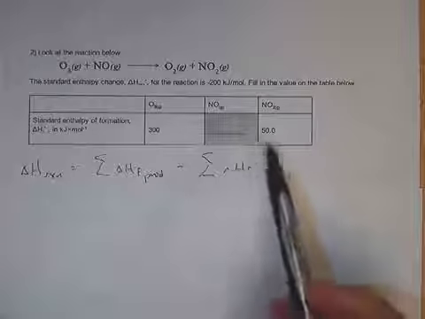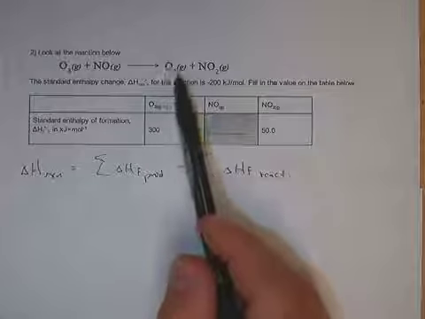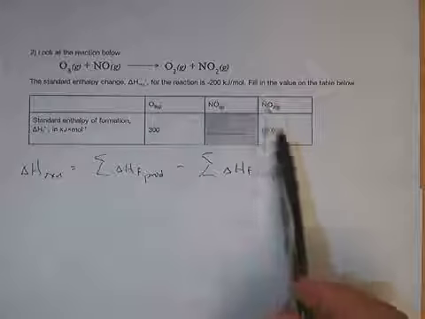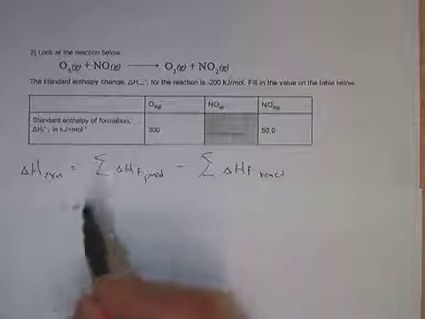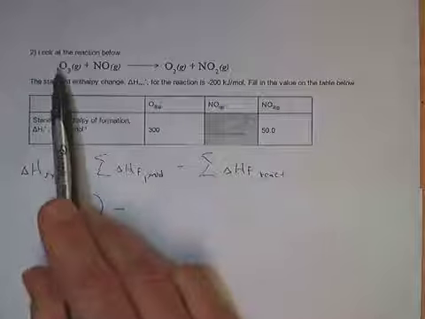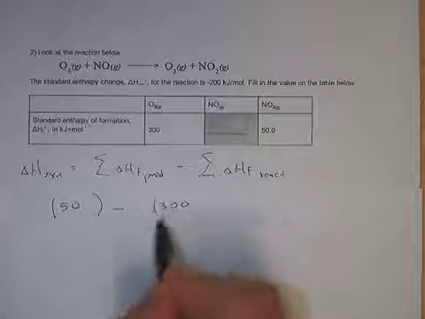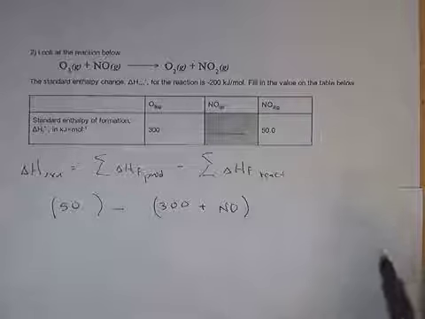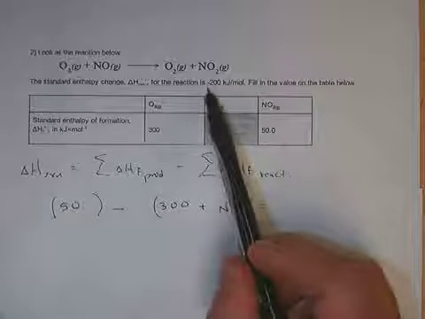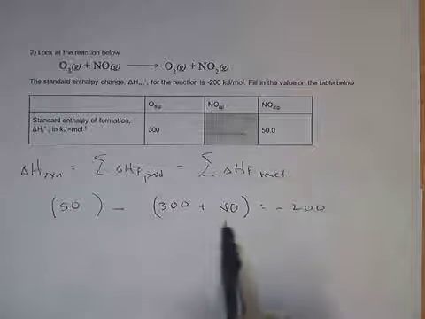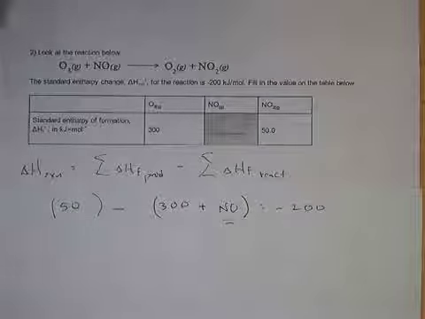And in this case, our products are O2, which is 0 because it's a substance in its standard state, and then NO2, which we're told has an enthalpy of 50 kilojoules per mole. So those are our products. Minus the reactants, O3 is 300, plus NO, our substance that we want to know. And it tells us that the overall enthalpy, or delta H for the reaction, is negative 200 kilojoules per mole. Solve that for NO, and you have your standard enthalpy of formation for NO.